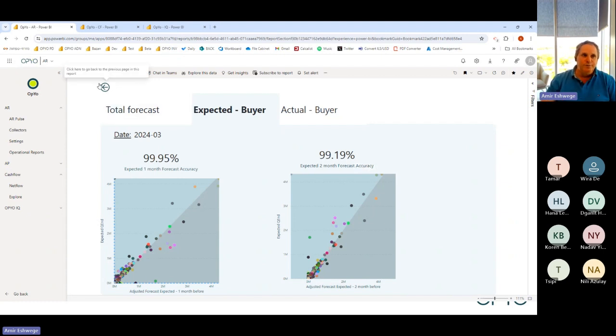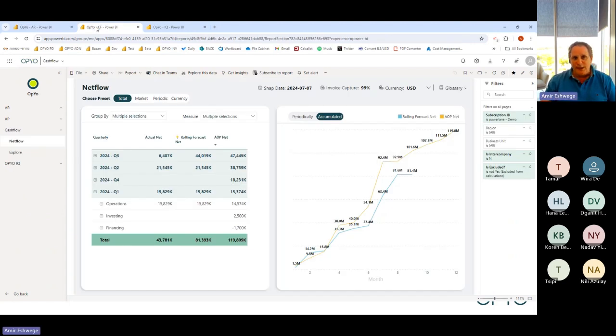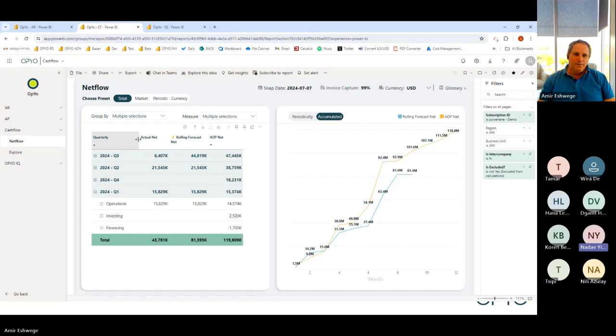Now I want to move to the cash forecast. Nadav, do we want to hold here for a second, or should I just go ahead with the cash forecast? No, just to explain how the OPYO account receivable is being integrated into the cash forecast and OPYO IQ.